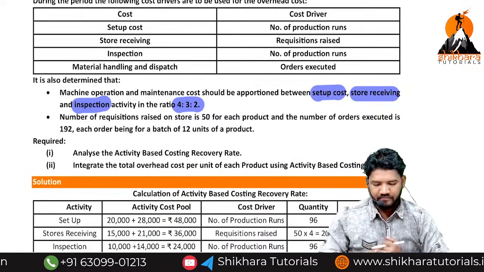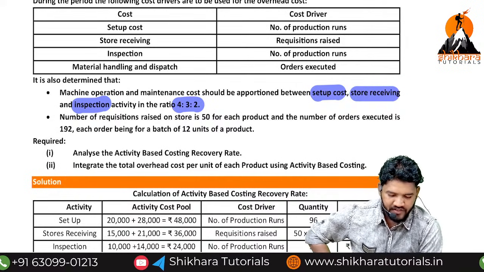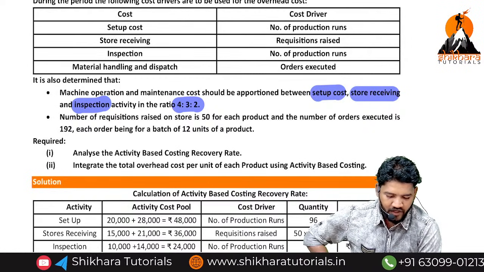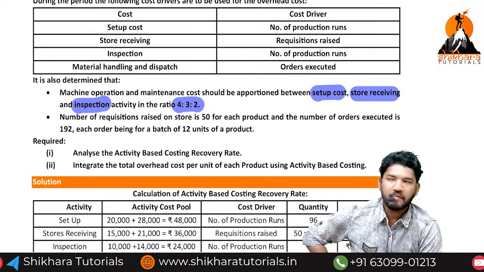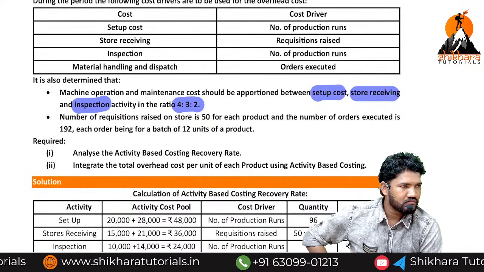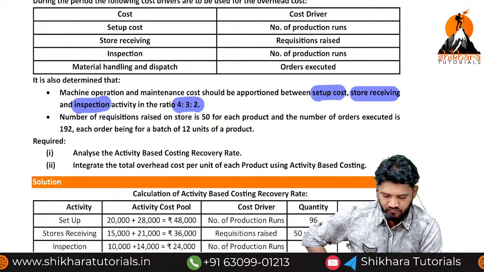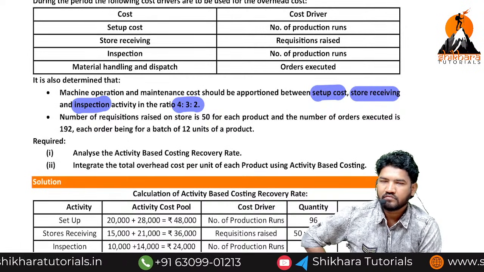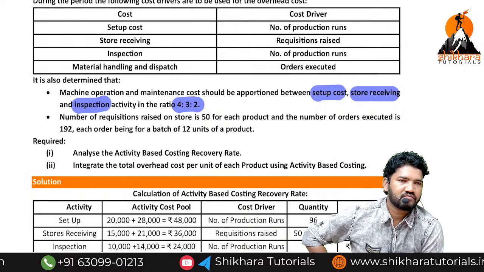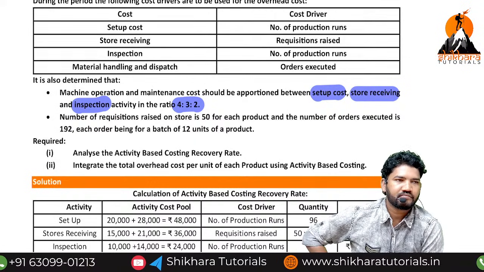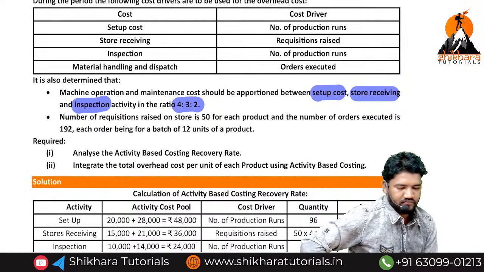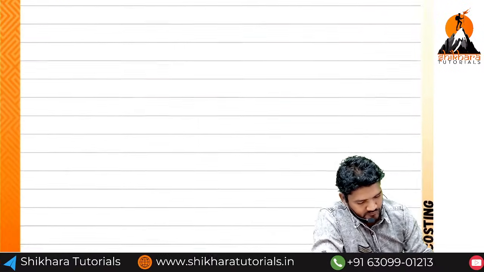What are the requirements, ma? Analyze the activity based costing recovery rate. Cost driver rate only, now. What about case 2, ma? Compute the total overhead cost per unit of each product using ABC. Single product only, na? Here you have to do a working note, ma. Working note for what? Volume calculation. That's it. That's the extra point. Illustration number.